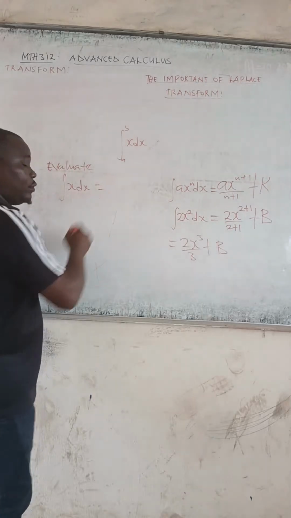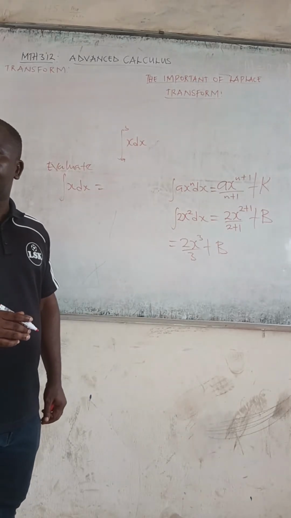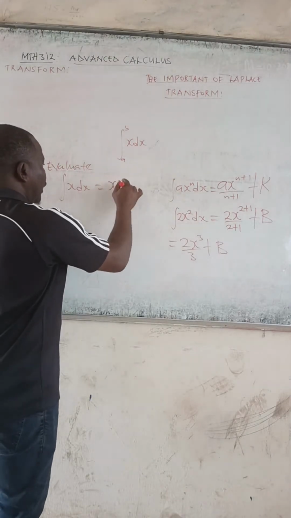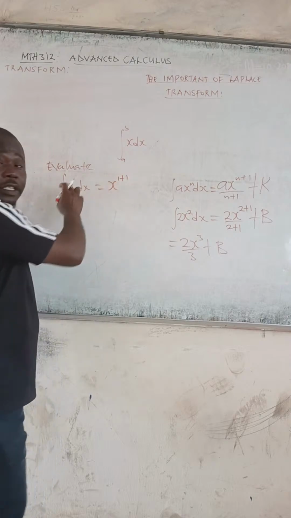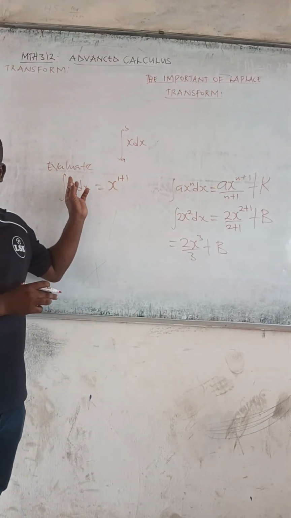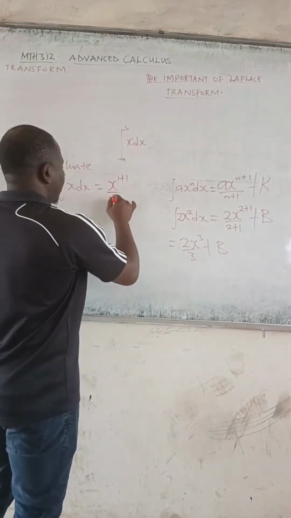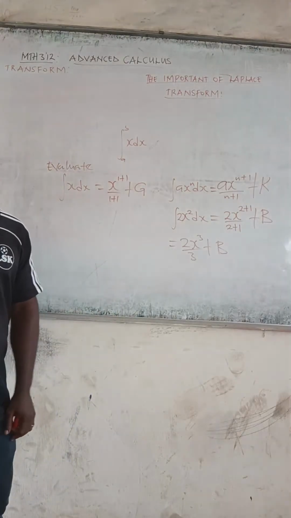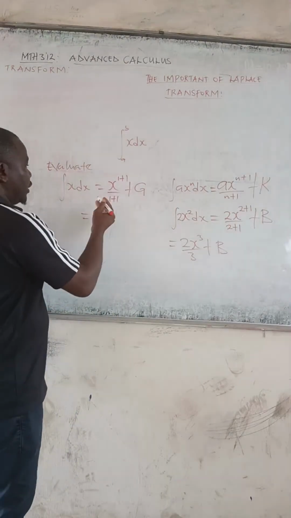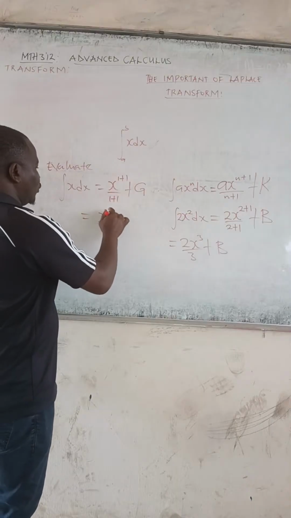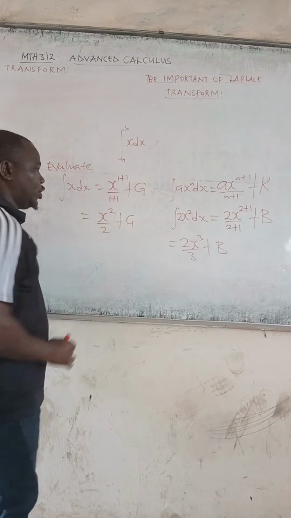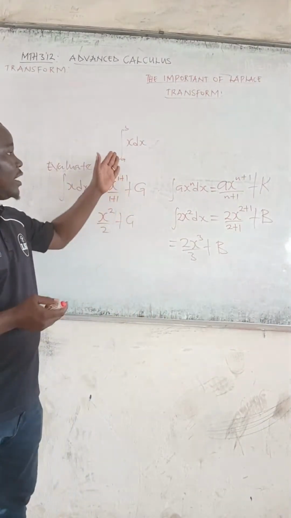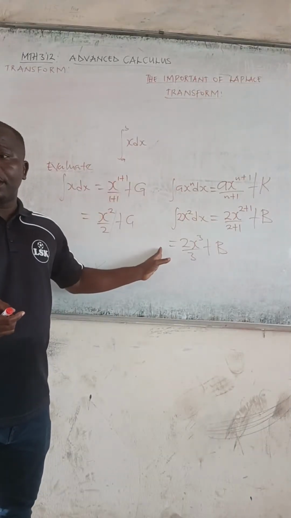You don't need to solve. What should be the answer? X raised to the power 1 plus 1, because an invisible 1 already exists there. True or false? Then all over 1 plus 1 plus any constant, either g or whatever. Is that clear? So this is equal to x raised to the power of 2 all over 2 plus g. Amen? Amen. You can now see that these are indefinite integrals. Is that clear? It is.